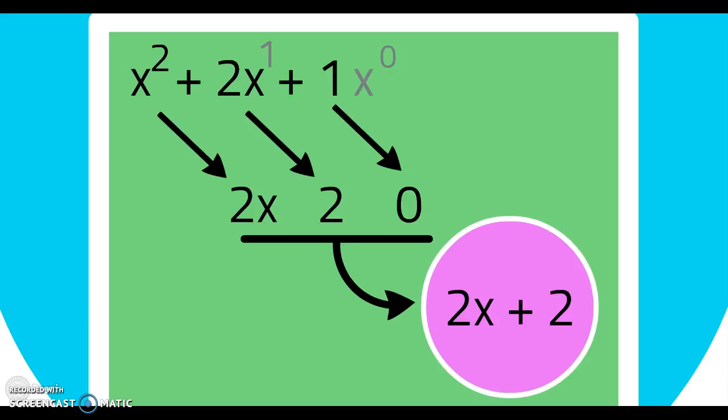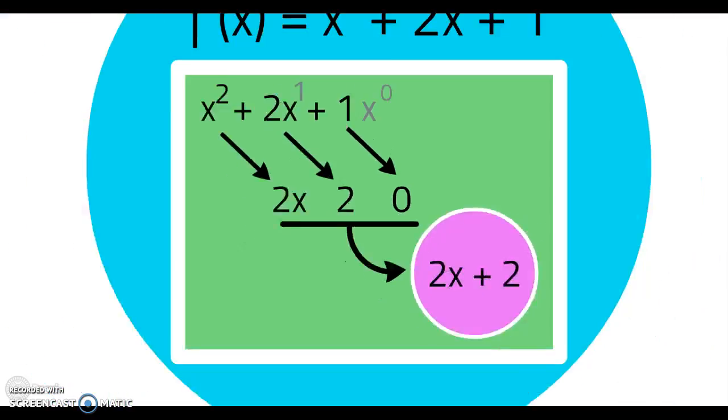2x to the power of 1 will turn into 2x to the power of 0, or simply 2. 1x to the power of 0 will turn into 0. This is due to the term being multiplied by the nth term of x, which was 0. As we all know, any term multiplied by 0 is 0. Now all that is left to do is to combine terms. Since we can only combine like terms, the derivative of x squared plus 2x plus 1 is simply 2x plus 2.